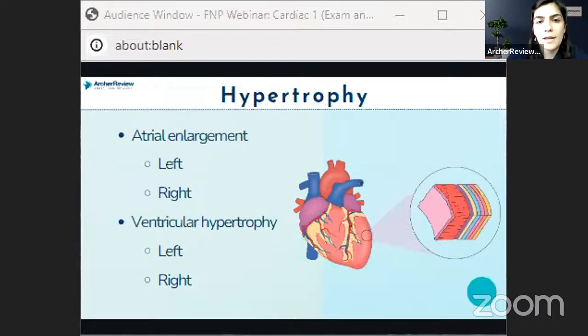So if you see a biphasic wave with that P wave, what does that mean? That's probably atrial hypertrophy. And if you're seeing really tall spikes with that S wave and the R wave, you're probably looking at left ventricular or just ventricular hypertrophy.